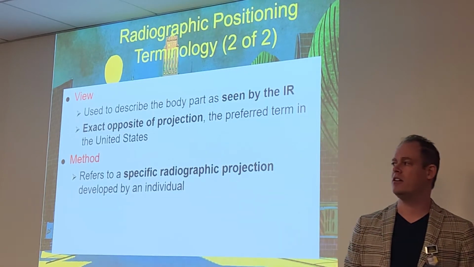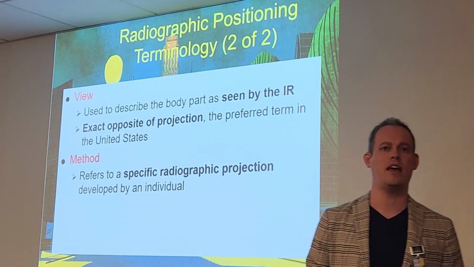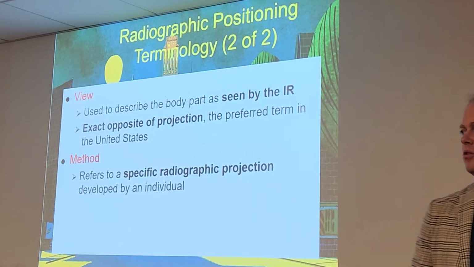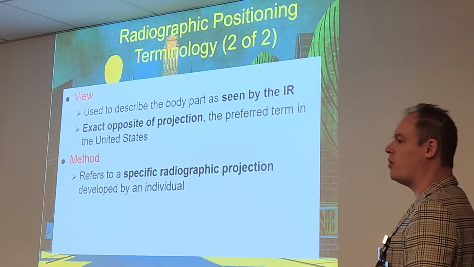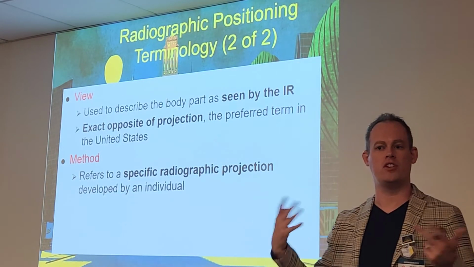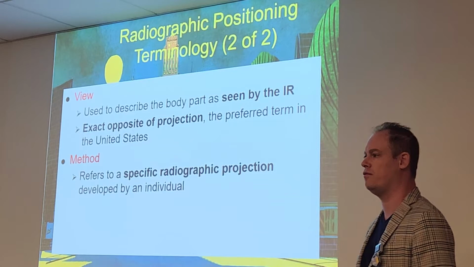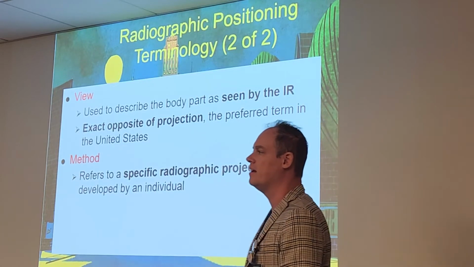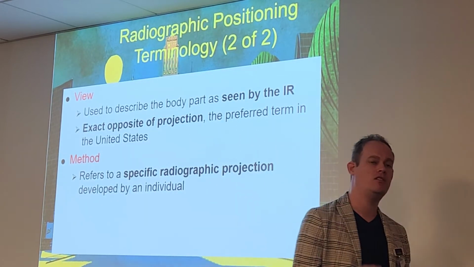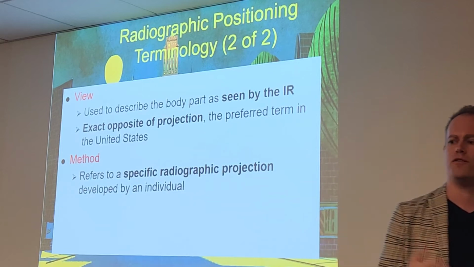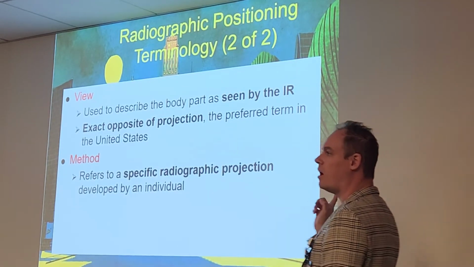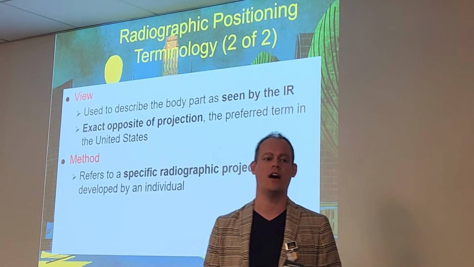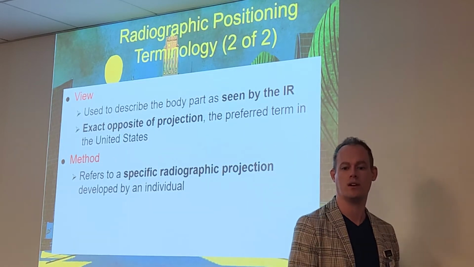All right, so two more here. You'll often hear people talk about views and methods. When we say view, that's the part that we actually see on the X-ray. So I'm doing a view of a hand, a view of a chest, a view of a foot, a view of an ankle, and so on. That's going to be the most preferred term you see used throughout the United States. So I hear people saying that word view all the time, but they don't necessarily use that word correctly. View only refers to the part that we're seeing on the IR or on the actual X-ray film.